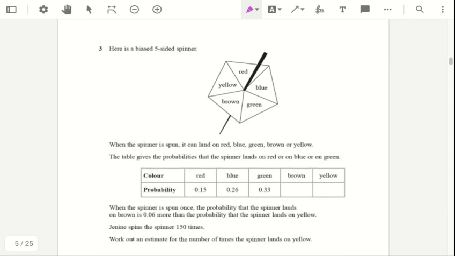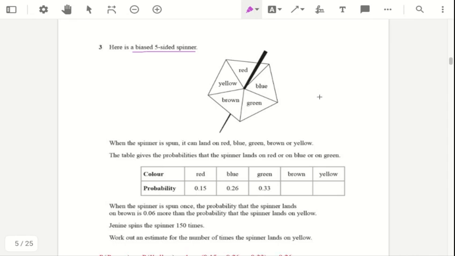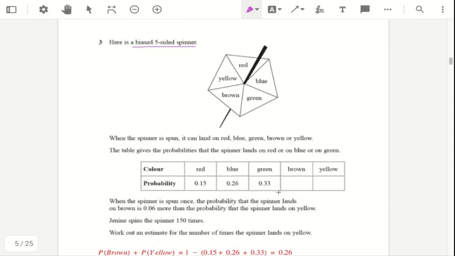So this question is a probability question. Okay, so take note that this is a bias spinner, means that every color will have a different probability. It will not be 1 out of 5. Okay, so you notice that you get this table here. These are all the probability for getting red, blue, green, brown, yellow.